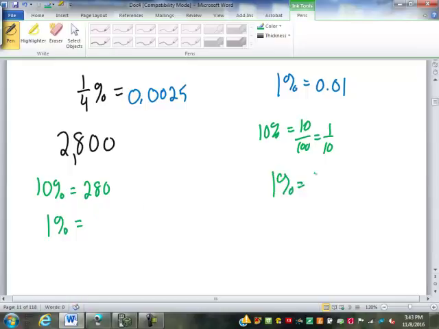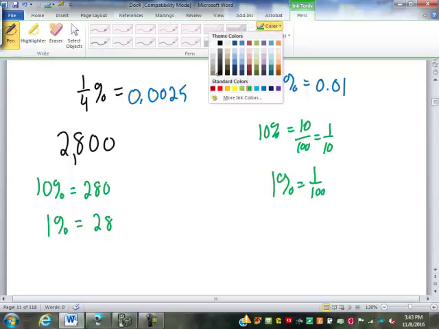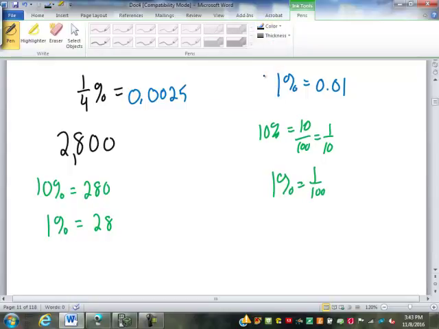Well, 1% is 1 out of 100, or 1/100th. In other words, dividing by 100, which means we just move the decimal over 2 spots. 1% of 2,800 becomes just 28. So we can find 10% and 1% relatively simply by moving decimal points.